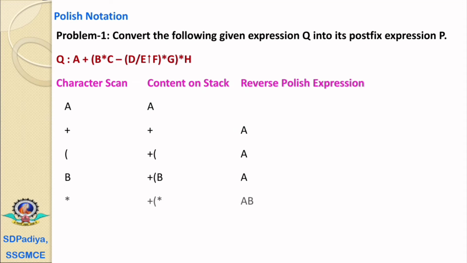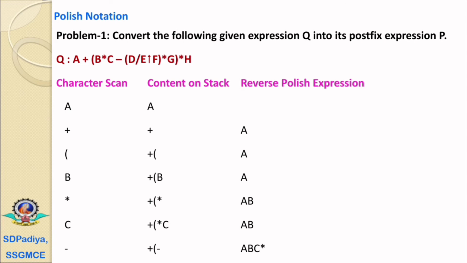The next is the multiplication symbol. It is an operator, that's why we have pulled the previous scanned operand from the stack to the expression. That's why now it is A, B. Next, capital C. It is an operand, that's why we have pushed it on the stack. Next is the minus sign. Minus is an operator, that's why again we have pulled the previous scanned operand, capital C, from the stack to the expression.